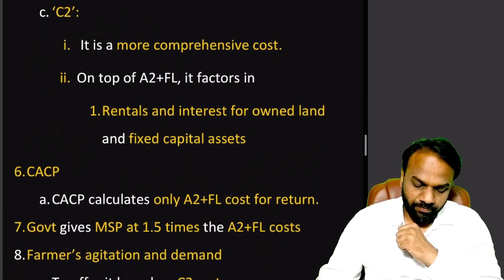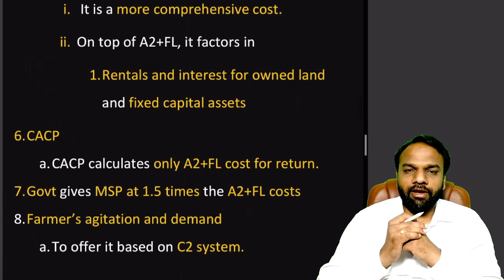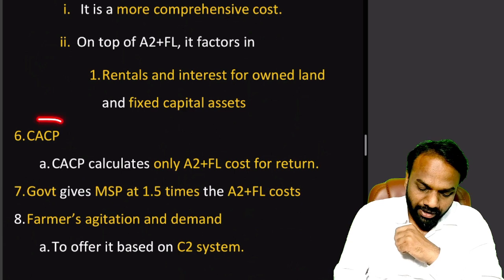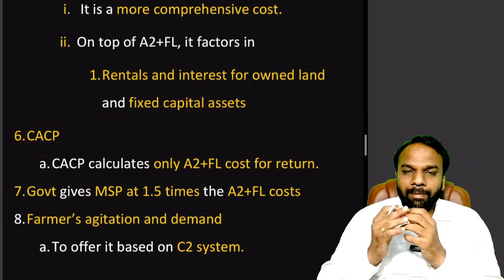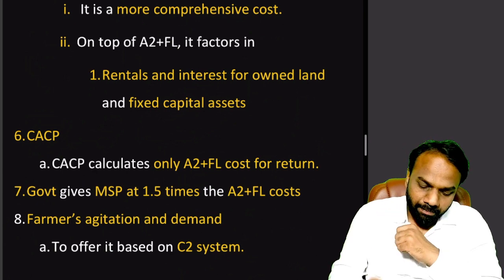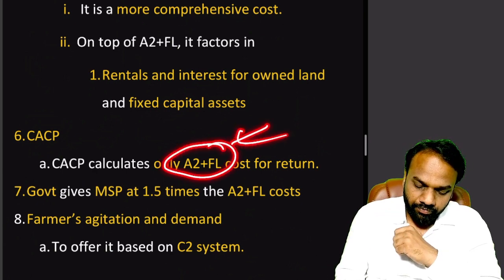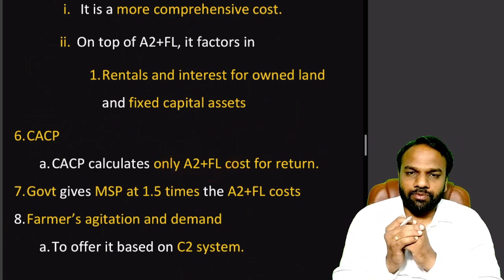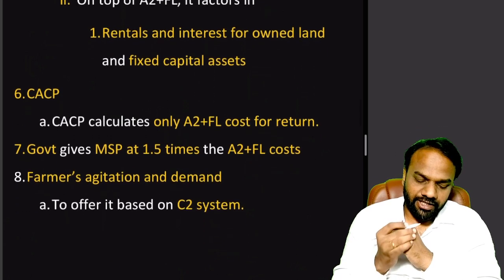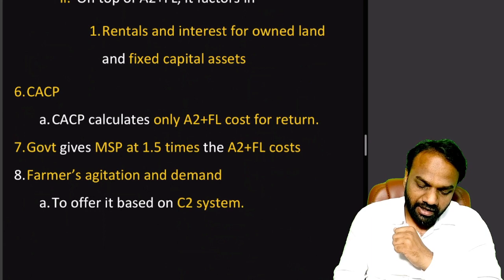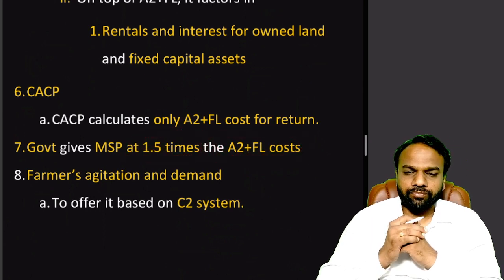Now when it comes to CACP, when it recommends to the government, it recommends the minimum support price based on A2 plus FL. It does not recommend based on C2. So after taking the recommendation of CACP, government fixes MSP at 1.5 times the A2 plus FL. So what does it mean?